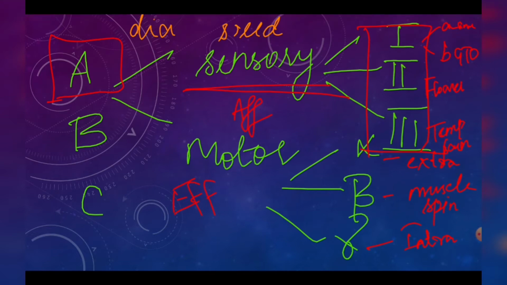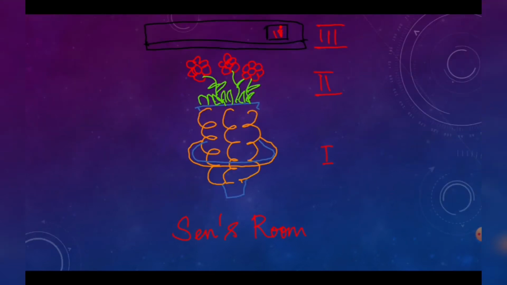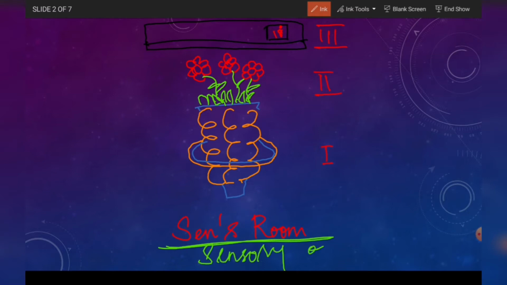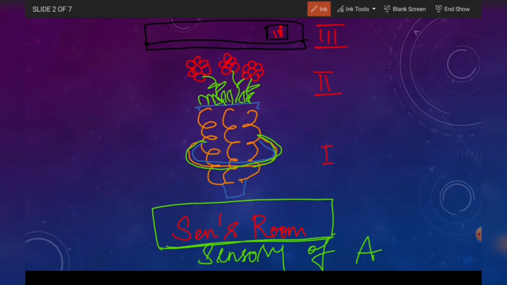Now, in order to remember the 1, 2 and 3 of afferent fibers of A type, let's see an easy mnemonic or a picture. This is the sense room, that is, sensory fibers of A type. In this sense room, we have a spiral flower vase with an annulum or ring around it. Then it has flowers. Then the room has an air conditioner. This is the level of the room.